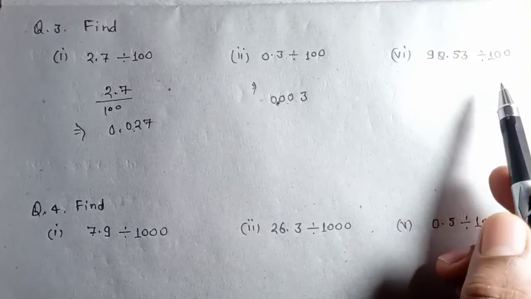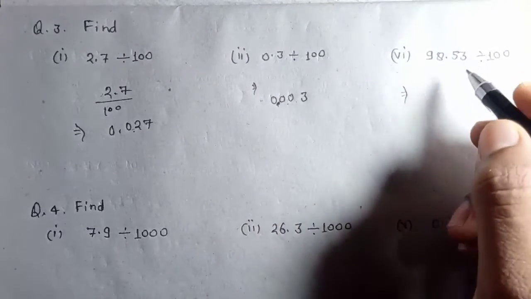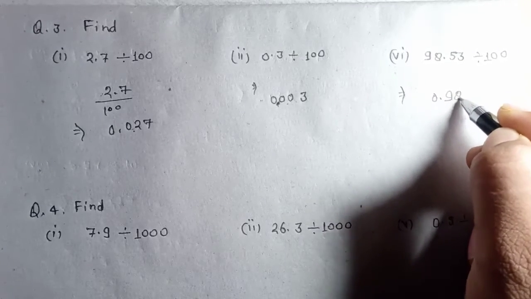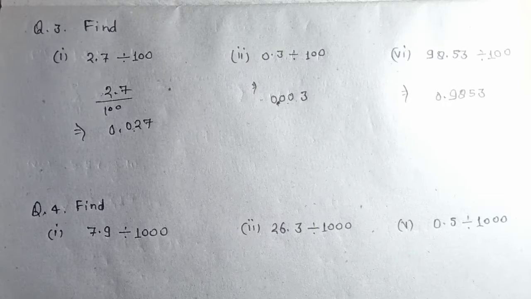98.53 is divided by 100. This is very simple. Just displace the decimal sign to the left hand side. You will get 0.9853. Now we have question number 4.